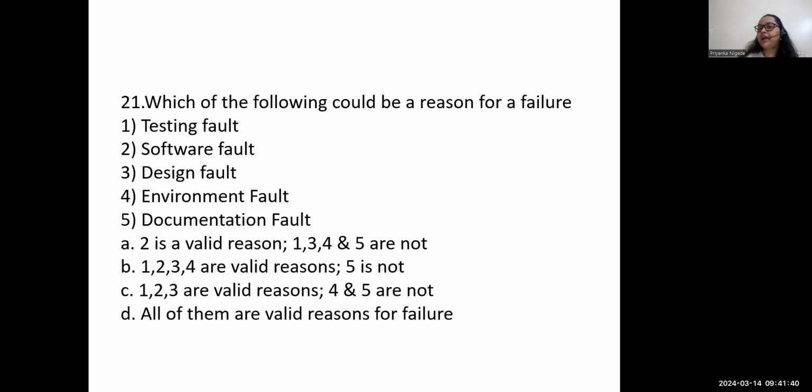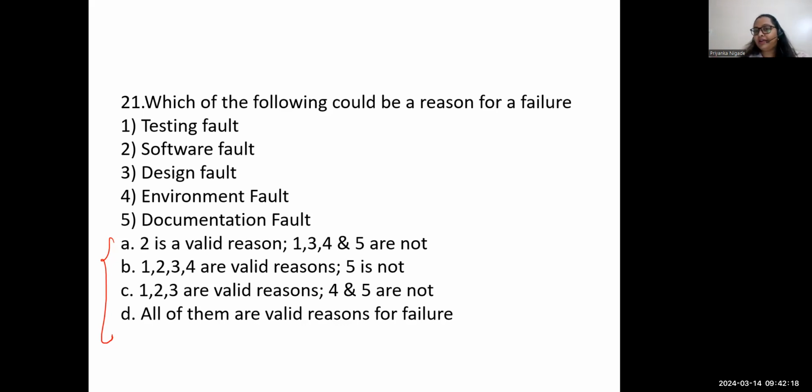Okay. Let's try this question now. Which of the following could be the reason for failure? Some scenarios are given: testing fault, software fault, design fault, environment fault, document fault, and these are options A, B, C, D. Let's say two are valid and the rest are invalid. You have to check which option is valid and which is not, and based on that, answer. What could be the reason for a failure of a software application? Think properly, it's very easy.